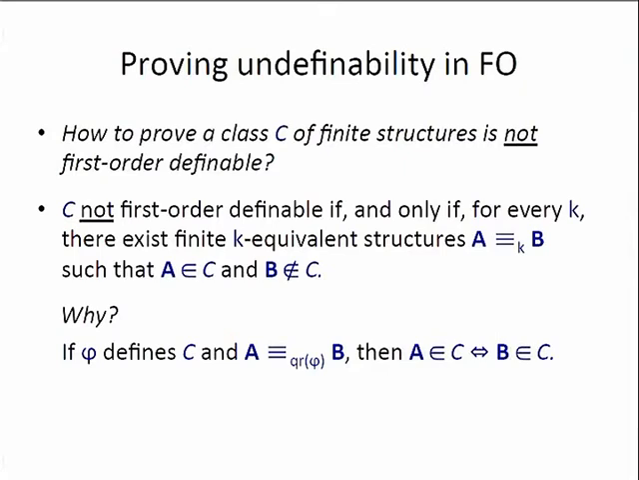To see why that is, we can look at the contrapositive statement. Suppose that C is first-order definable. Then there's some formula phi which defines C. But this means that if we have structures A and B which are k-equivalent, where k is the quantifier rank of that formula phi, then A belongs to C if and only if B belongs to C. Okay, anyway, this is just a simple observation, but I'm going to make implicit use of it.